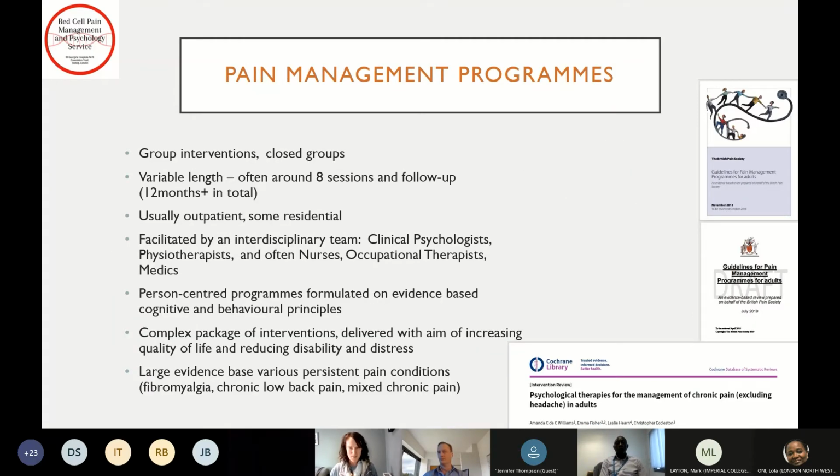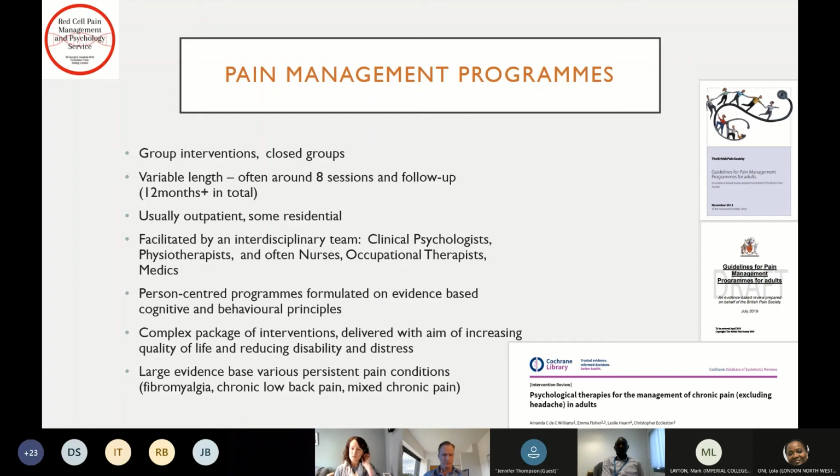So what exactly are pain management programmes? Many of you might be familiar with them, but just to clarify, they're group interventions and they're run with a closed group. So the same participants and facilitators run the entire course. Across persistent pain management programmes, they can vary quite significantly in length. Less intensive programmes might be around 20 or 25 hours of clinical contact. More intensive programmes can be up to 70 hours of contact, but they often follow something around an 8-session model, which is quite common in behaviour change approaches, with some follow-up, often maybe 1, 6 and 12-month follow-up.